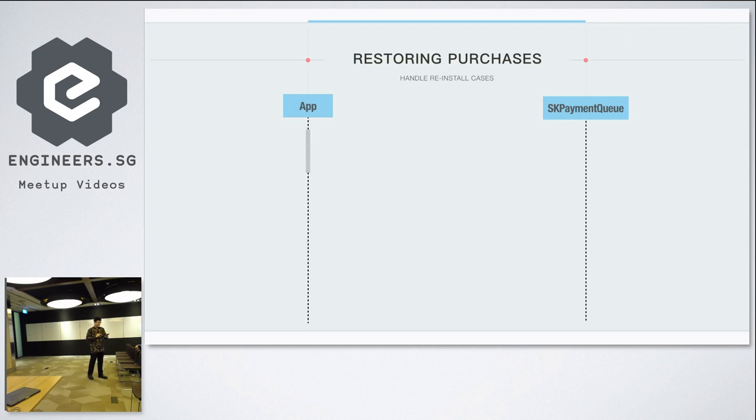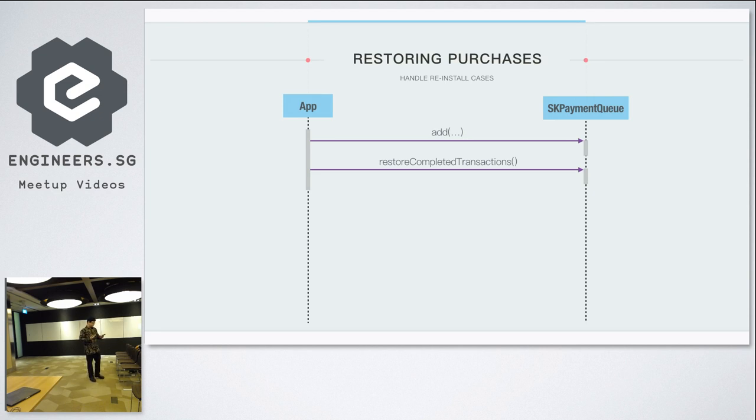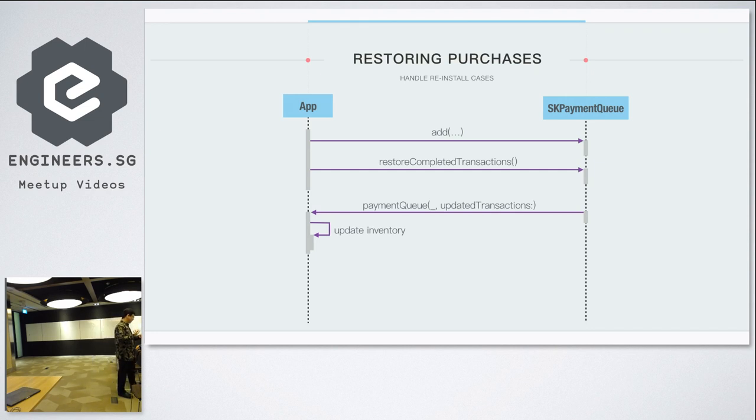First, as before, you add a transaction observer to the SK payment queue, then call restore completed transactions, which will indirectly make a network request to the App Store. Then you will get a callback, payment queue updated transactions. You should respond by updating the in-memory state of the app, enabling or disabling features as required.